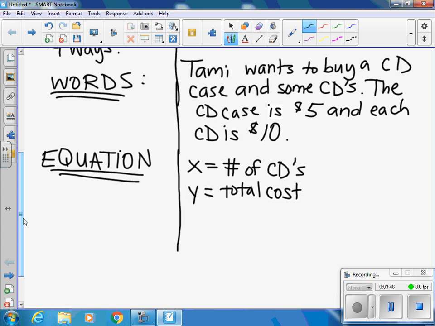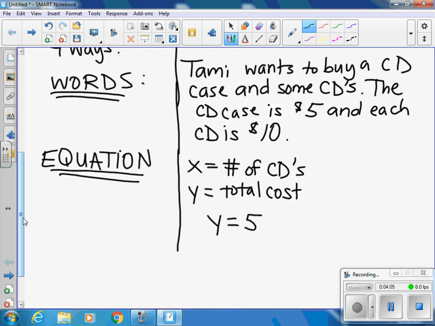So from our problem, we know that the total cost, which is Y, is going to equal, okay, and then we have to figure out how the 5 and the 10 falls into place. The CD case is $5, and there's nothing that's going to change that. So that $5 is a guarantee. So she has to buy that $5 CD case first.